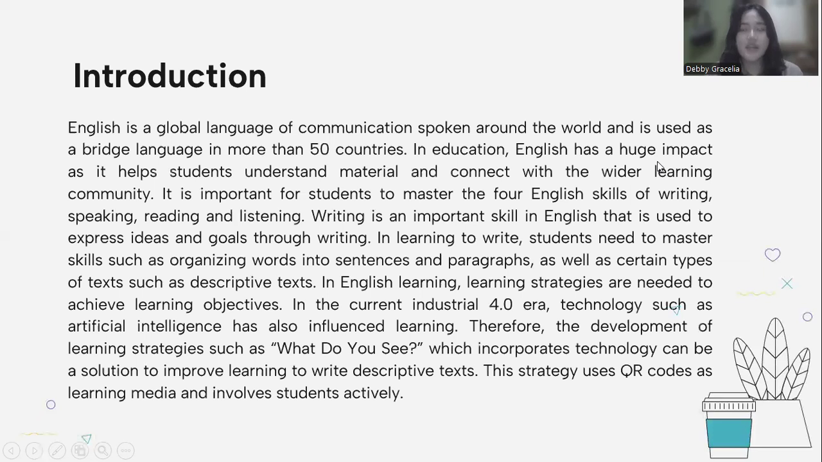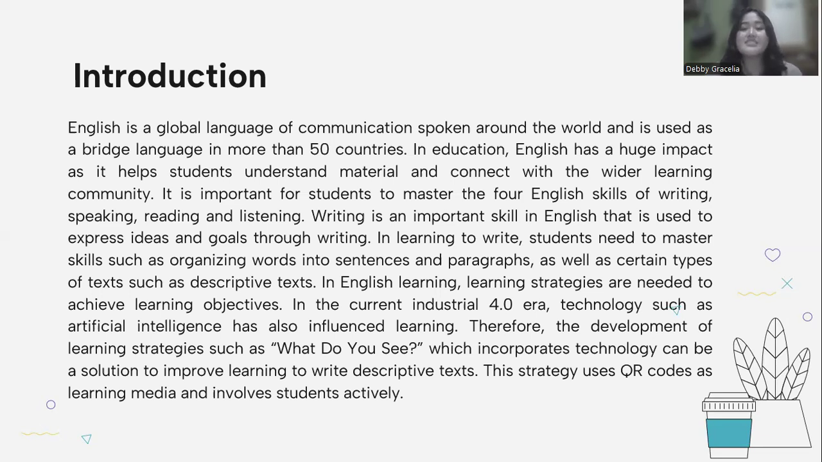Ladies and gentlemen, we know that English is a global language of communication that's spoken around the world, and it is used as a bridge language in more than 50 countries. So, English is an international language. We know that English has a big impact in many fields, and in education itself, English has a huge impact as it helps students understand materials and connect with the wider learning community. It is important for students to master the four English skills of writing, speaking, reading, and listening.